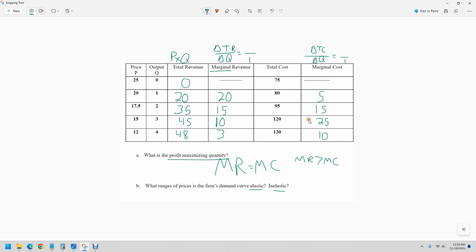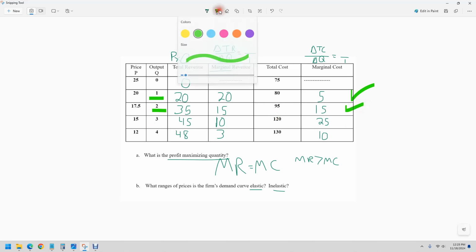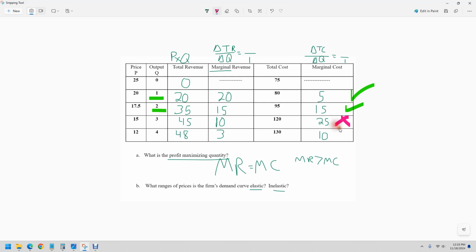Okay, so now I can find where this happens. I'm going to look at each individual unit here. For this unit here, marginal revenue is greater than marginal cost, so I want to go ahead and produce that. For this second one, marginal revenue equals marginal cost. And then for the third one, marginal revenue is 10, marginal cost is 25. I don't want to produce that one because marginal revenue is lower than marginal cost. So the profit maximizing quantity is 2 units.